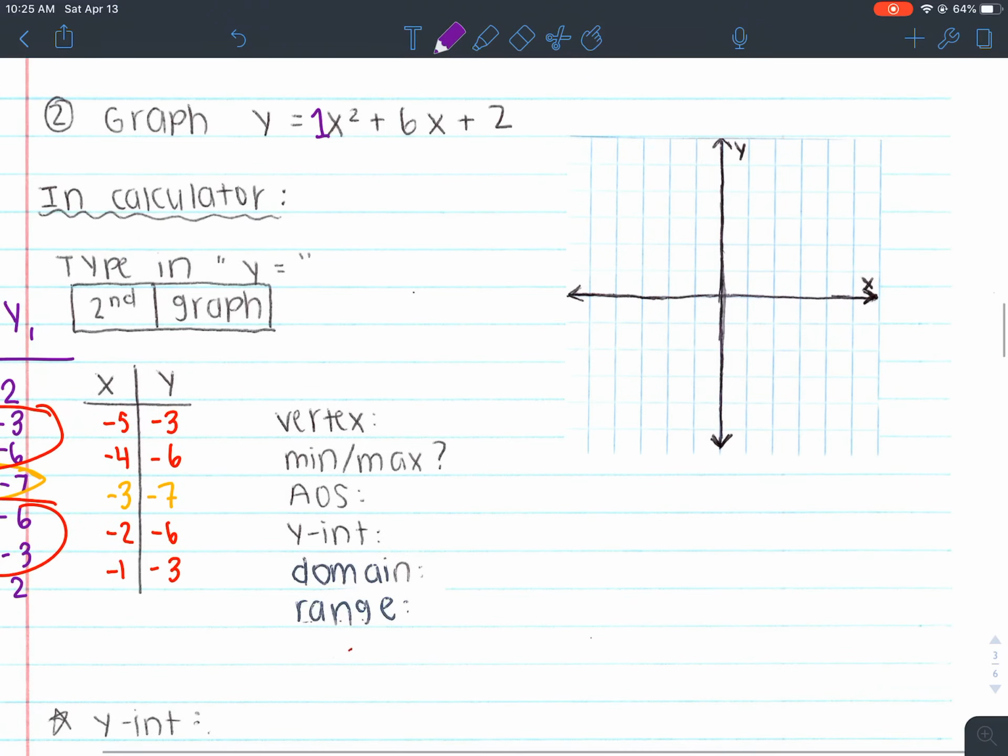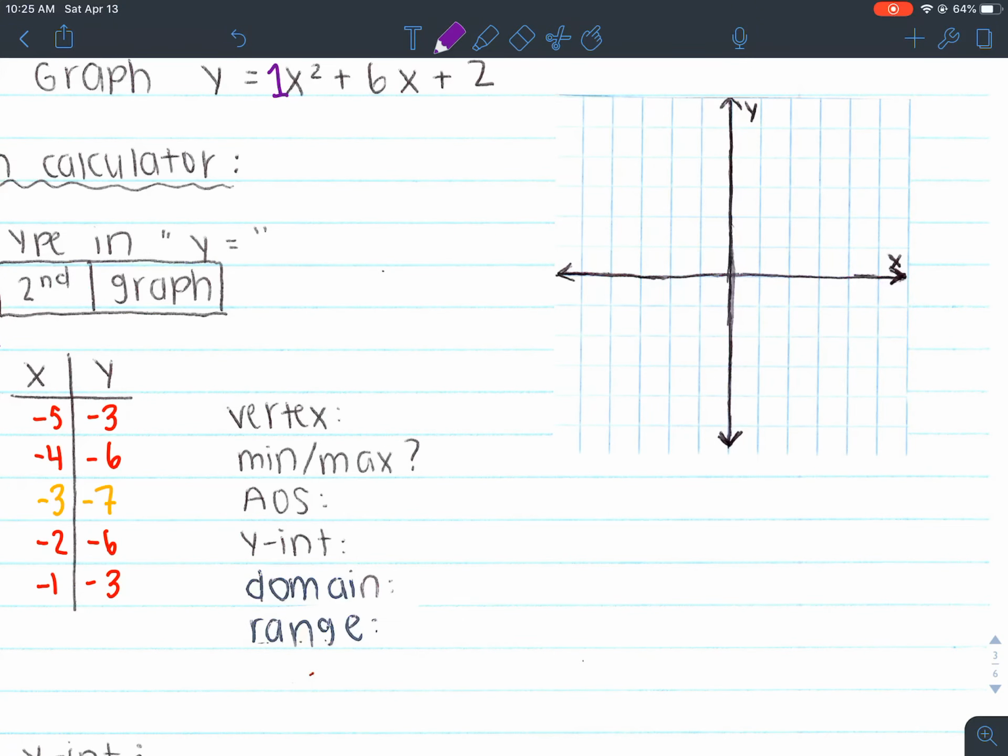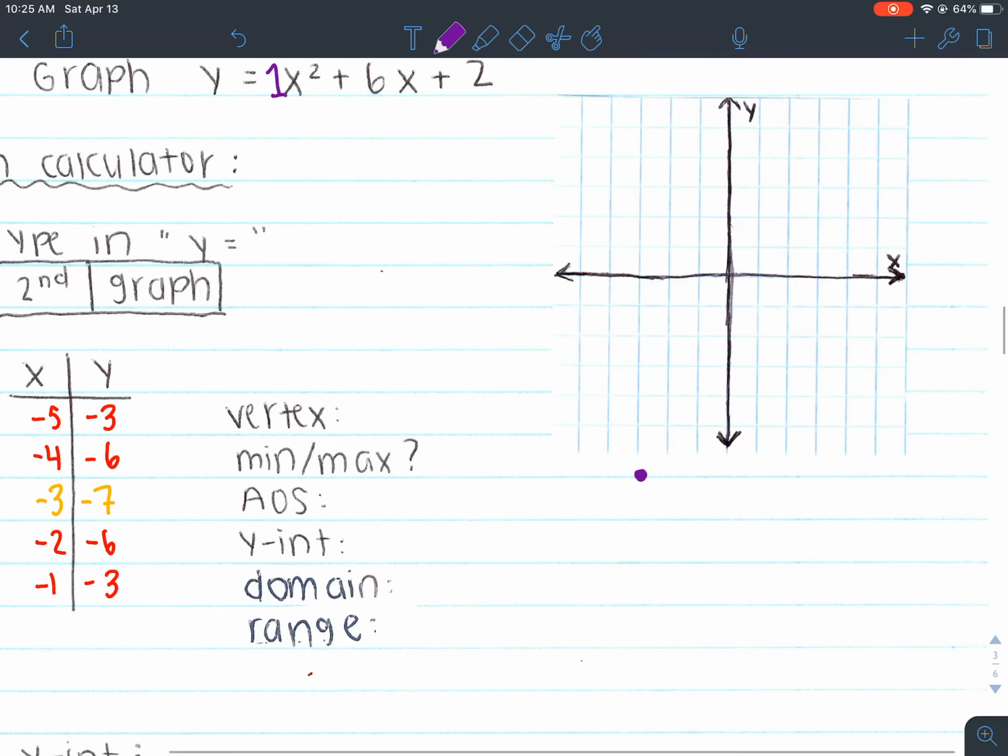So let's go ahead and graph this. We have -3, -7. I know, I'm sorry that my graph is not big enough. That's my bad. I didn't cut a big enough piece of paper.